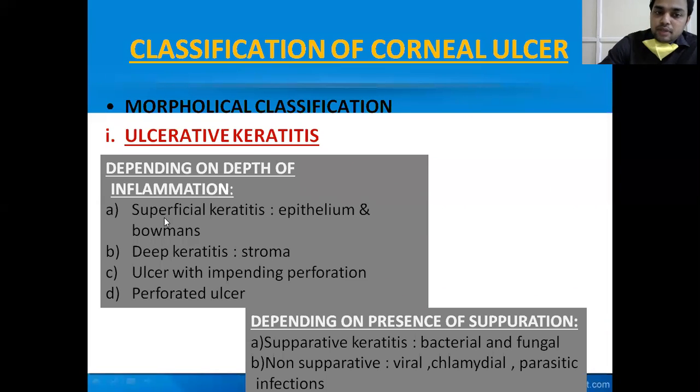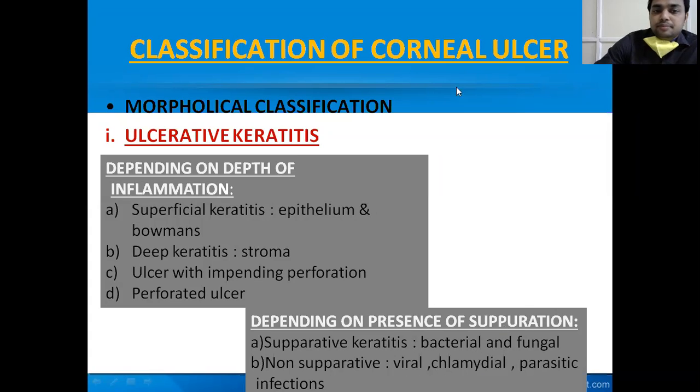So depending on the depth of the inflammation, it is superficial keratitis, deep keratitis, ulcer with impending perforation, and perforated ulcer. Next is depending on the presence of abscess. Suppuration is nothing but the abscess. We call it a suppurative keratitis. The common examples are bacterial corneal ulcer and fungal corneal ulcer. Non-suppurative corneal ulcer examples are viral, chlamydial, and parasitic infections.